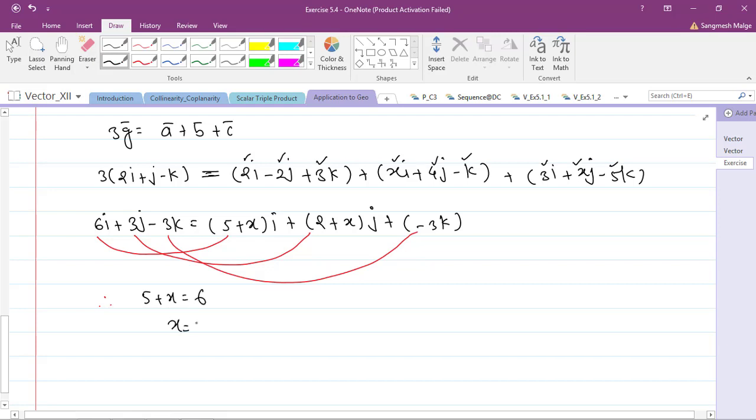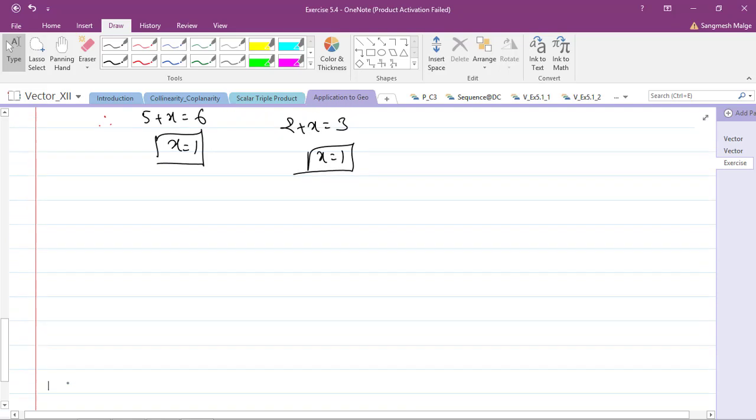So x कितना आ गया बॉस? x आ गया 1. Okay, or you can make use of the second J coefficient, which is 2 plus x is equals to 3. So x is equals to what? Again 1. You can go in any way. So the value of x for this question is x is equals to 1. Very simple. Let's see the next one.